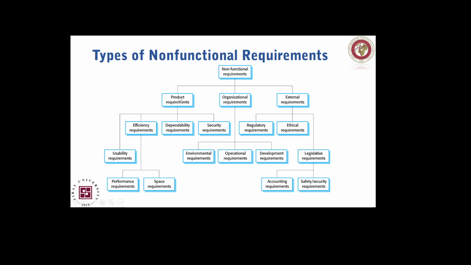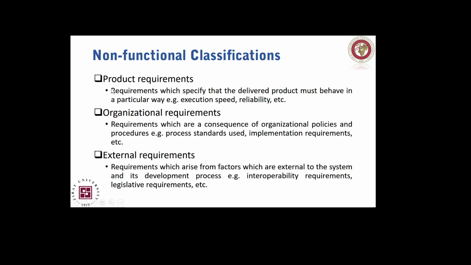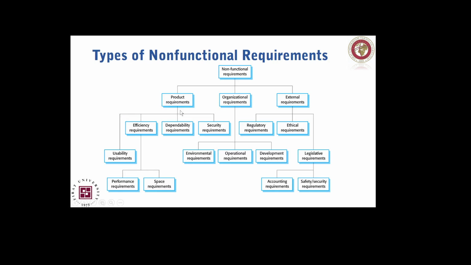Look at the types of non-functional requirements. We have three main categories: product requirements, organization requirements, and external requirements. The product requirements are usually the specification of the behavior of the system, maybe the execution time or speed, the reliability, and so on. Maybe security also, usability requirements, efficiency, performance. If we think about the space requirements or the running time, you will study those later on in data structures: time and space complexity.